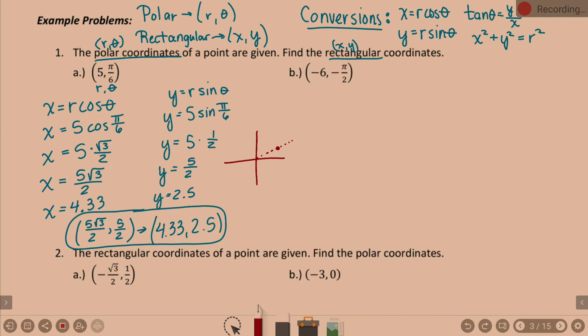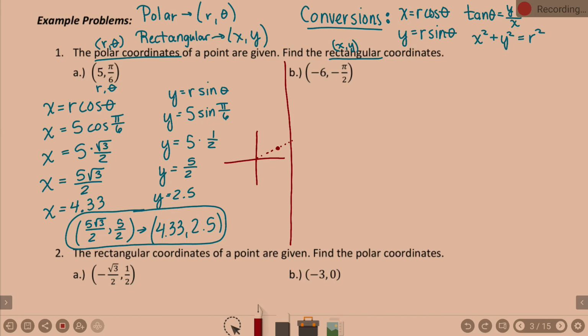4.33, 2.5. It puts us in the same quadrant. It puts us kind of in the lower half of the quadrant, right? Yeah, in the lower portion of the quadrant. So it puts you far out enough that it makes sense. I'm not necessarily saying you have to do that in homework, but it's just a good check to see if it makes sense. Okay? Questions on that one?